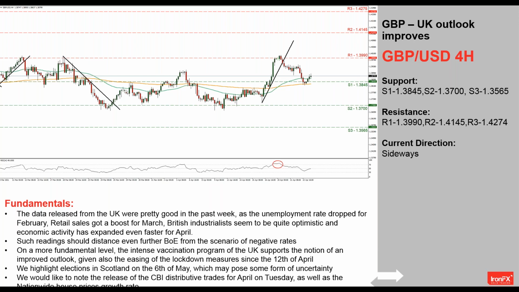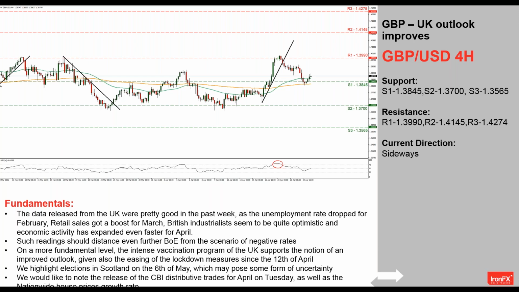also the easing of the lockdown measures since the 12th of April. On the other hand, we would like to highlight the elections in Scotland on the 6th of May, which may pose some form of uncertainty, especially should pro-independence parties win. Overall, we expect that UK fundamentals could play the primary role in affecting the pound's direction, given the low number of high-impact financial releases in the coming week.